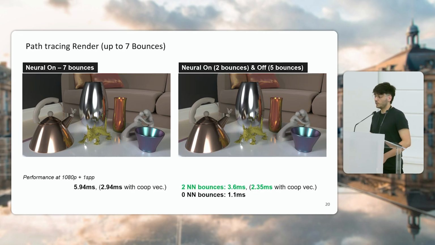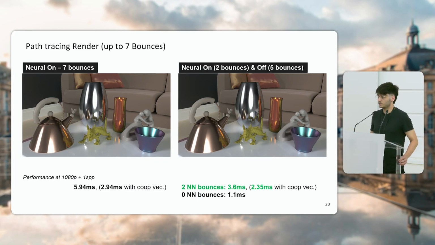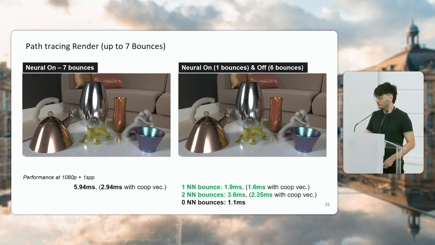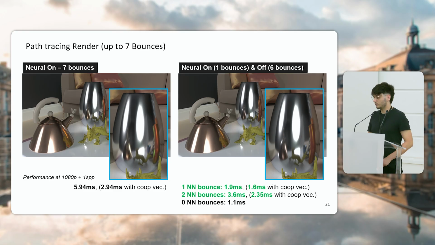We can enable the neural network only for the first few bounces, increasing the quality by a wide margin, but still getting a wide acceleration, even with hardware acceleration. And even using a single neural bounce, we can see that everything up to the first bounce looks quite good, but on specular reflections, we can see what is missing.